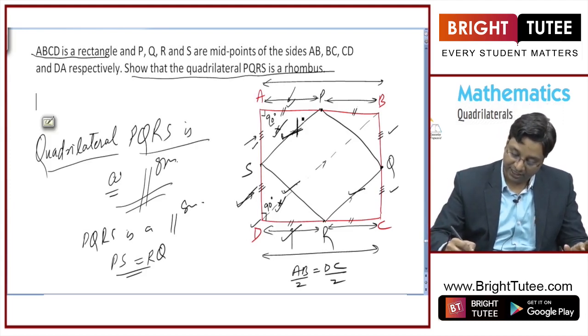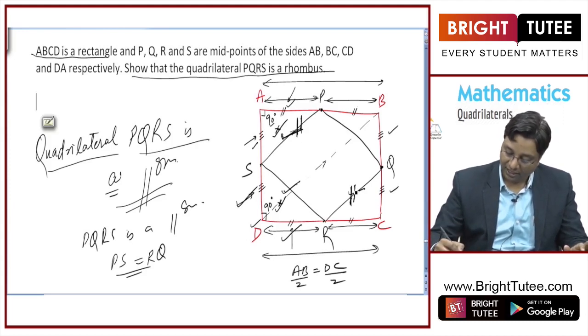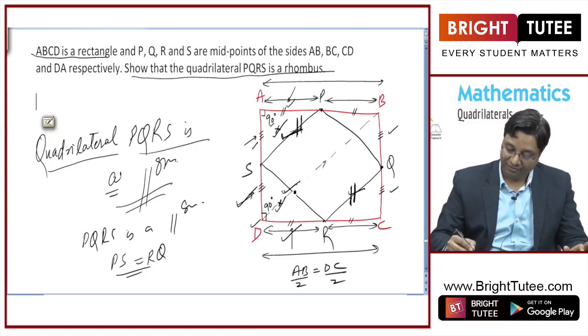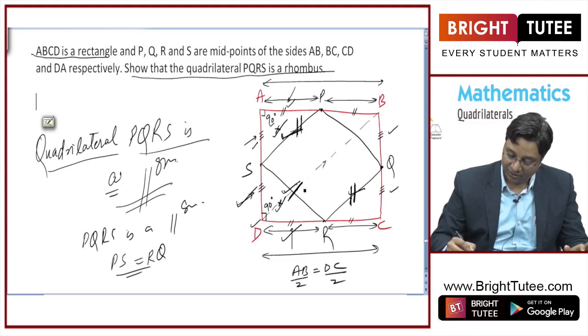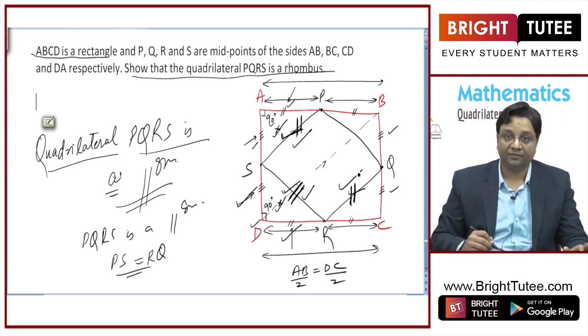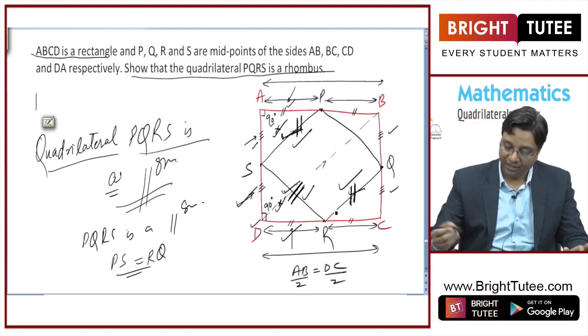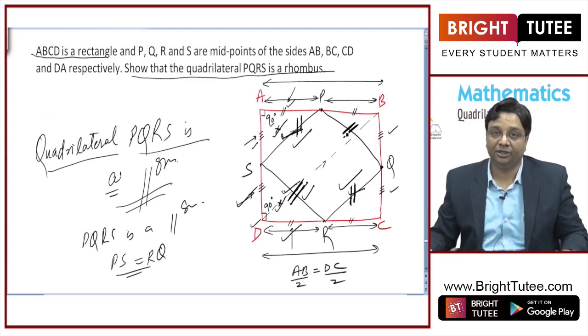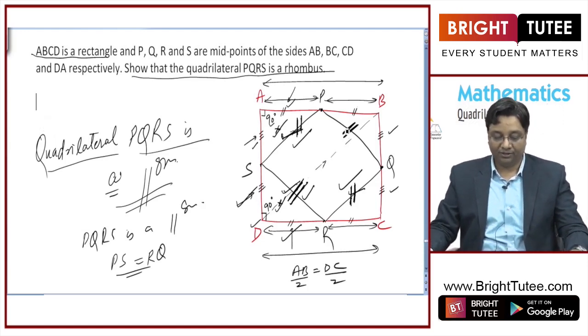So that means PS is equal to RQ here, right? PS is equal to RQ. We have proved that PS is also equal to SR. So obviously this is equal to this is equal to this, and PQRS being a parallelogram, SR is also equal to PQ here. So all four sides are equal, hence PQRS is a rhombus.